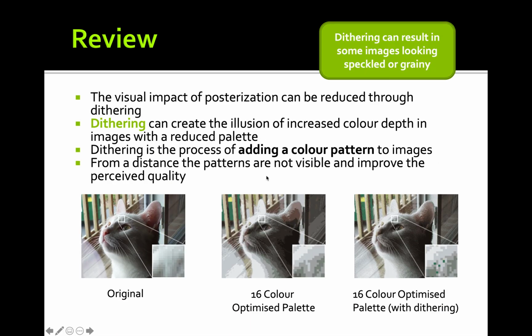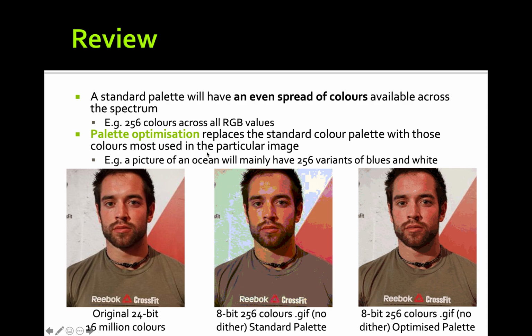Okay, so we can try to optimize the palette. Standard palettes will have an even spread of colors. If we talk about 24 bits, we have 16 million colors. So 16 million colors mean that particular palette will have a lot of colors and their shades included in it.